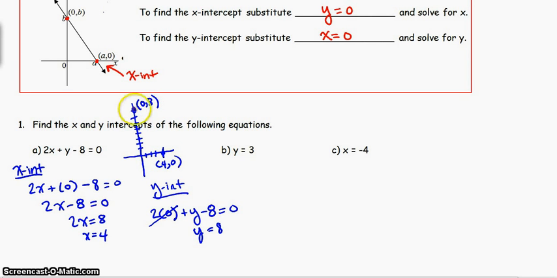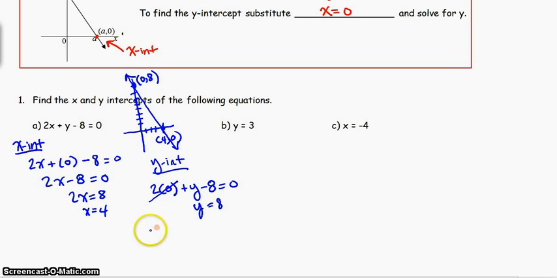We could also, you notice, use this to graph a function. It's exactly the same as creating a table of values. The y-intercept is plugging in 0 for x and calculating y. The x-intercept is plugging in 0 for y and calculating the x.